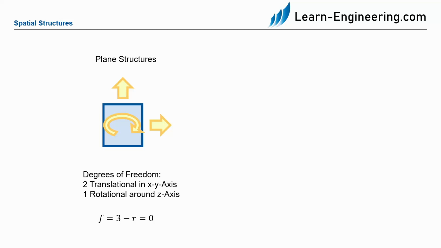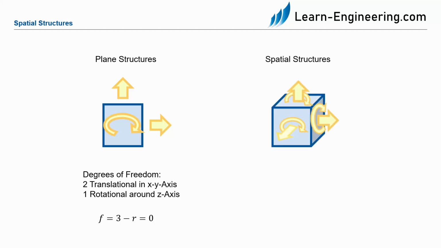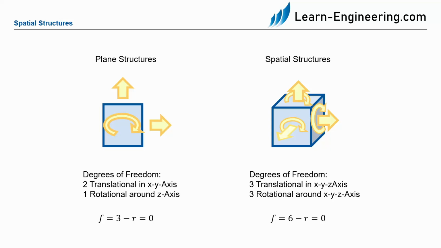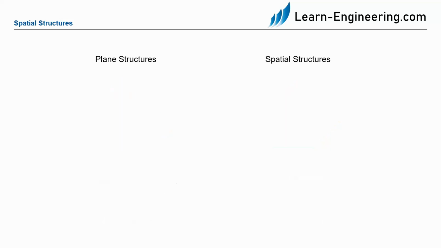Now, with 3-dimensional bodies, the whole thing looks a little different. Here we can move the body translationally, horizontally, vertically, and now also in depth. As far as rotations are concerned, we can rotate the body around all 3 axes. We therefore have 6 degrees of freedom, which must be compensated by supports. The equation for static determinacy is therefore F equals 6 minus R equals 0. The supports differ between 2-dimensional and 3-dimensional bodies in the following points.